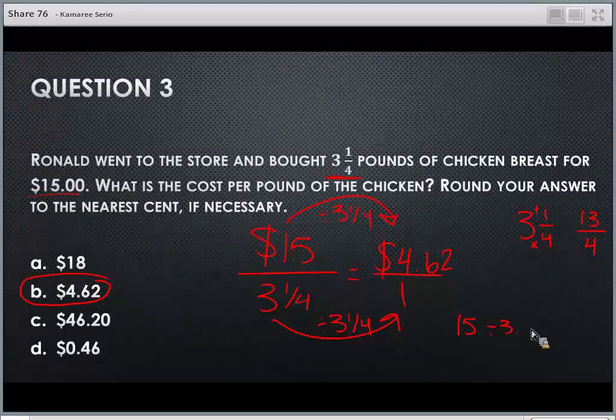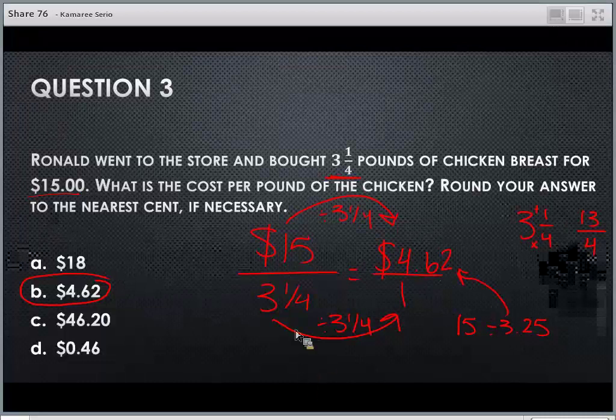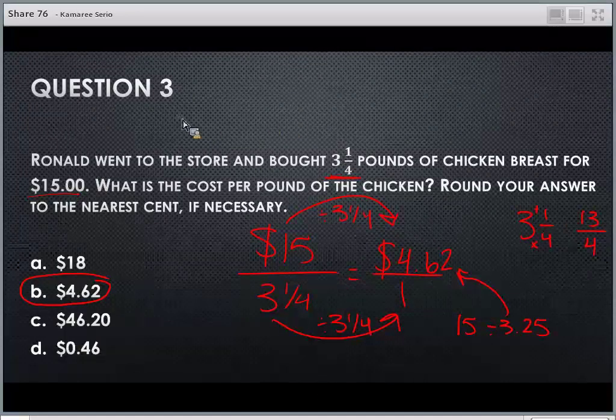If you know that 1/4 is 0.25 as a decimal, you could type in 15 divided by 3.25, and that will also give you this as well. So just remember money always goes on top. Anytime you have money, put it on top, put it in your numerator.